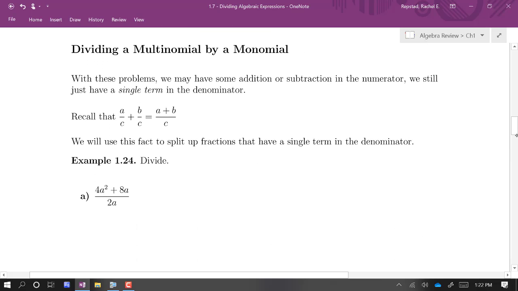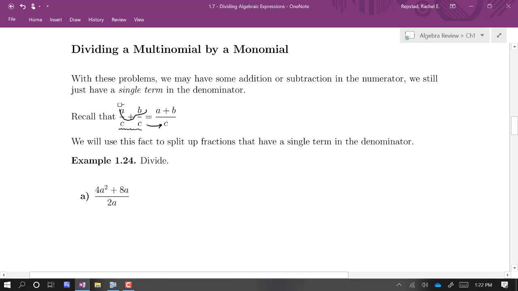Okay, so our next scenario is, what if we have some addition and subtraction, but just in the numerator, so not in the bottom? You might remember that if we have to add fractions with a common denominator, we just bring that denominator over, right? And then perform the operation, in this case, addition on the numerators. But this fact works in both directions.